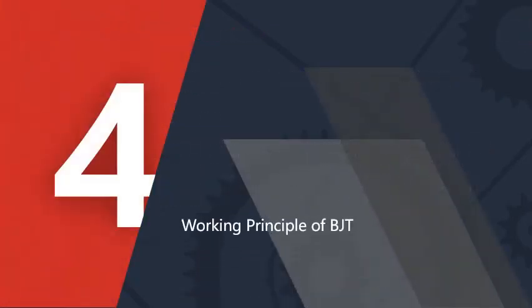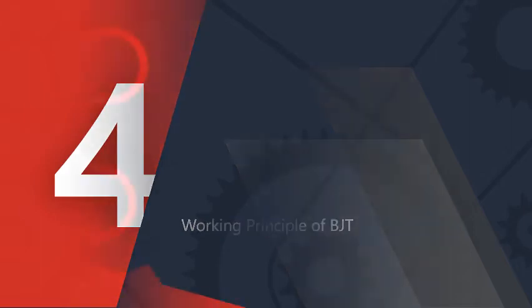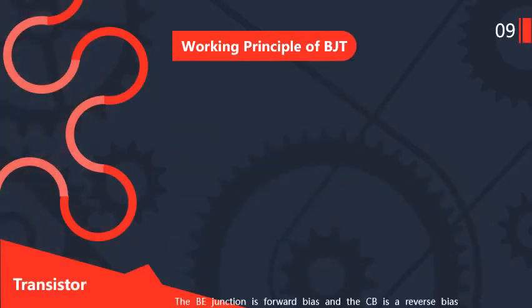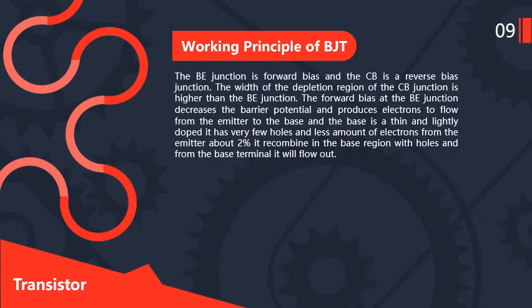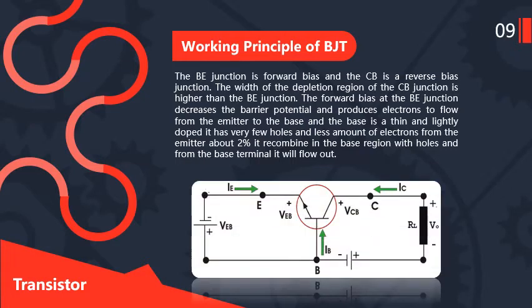The next topic is the working principle of BJT, the bipolar junction transistor. The base-emitter junction is forward biased and the collector-base junction is reverse biased. So in the figure, the width of the depletion region of the collector-base junction is higher than the base-emitter junction.